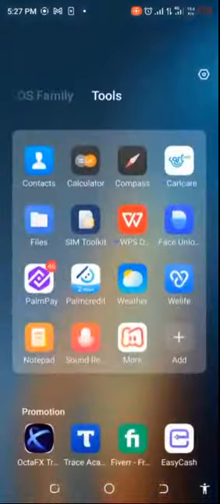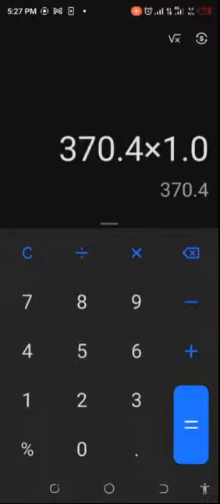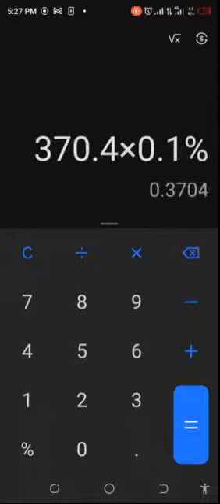It was actually, if you can remember, 370.4. If we take times 0.1%, that's just 0.37. So you can see that 0.1% of 370.4 gives us 0.37 of a TRX.